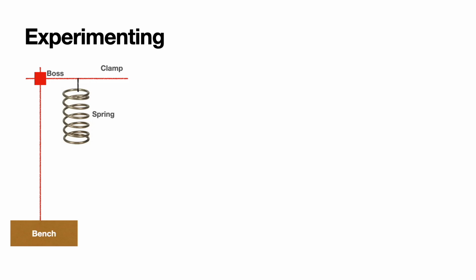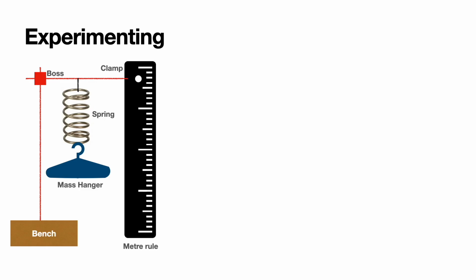How can we determine Hooke's law using an experiment? Using a boss and a clamp stand, we can hang the spring. Masses can be hung from the bottom end and the top end can be kept fixed. A meter rule can be used to measure the length. Firstly, arrange the ruler so that 0 cm is at the top end.